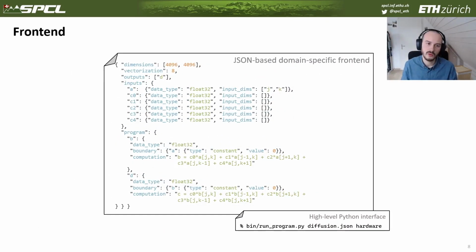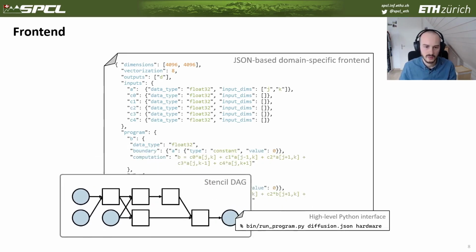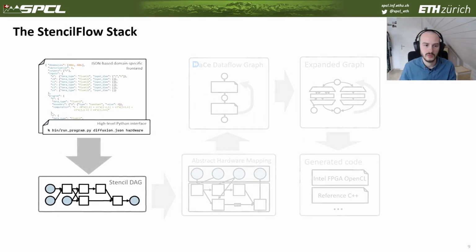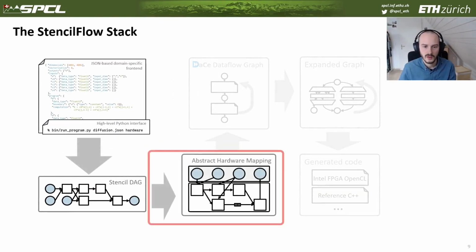The idea is to only require the minimum number of inputs to be specified by the user in order to recover the actual stencil program. So the user would provide how to get the inputs from disk or from memory, the size of the domain, the operations themselves, and then the actual dependencies between them would be just inferred by the system. So all of this would then be passed to the Python runtime of StencilFlow, which will take care of the rest of the analysis. From this, we can then produce the stencil DAG, which we can use to proceed to the next step of the StencilFlow stack, which is abstract hardware mapping.